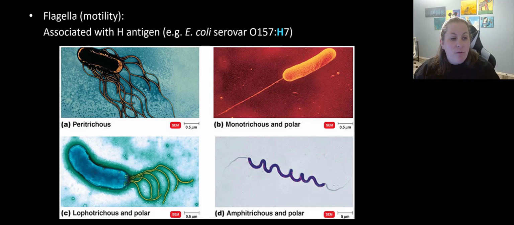The lophotrichosis is going to be where it's on one side, okay, it's polar, it's on one side, but there's more than one flagella. So there's a lot of flagella, but they're all on one end. And then the last one is the amphitrichosis, and these are also polar, but they're on both sides. The flagella actually runs through the whole part of the cell. And I'm going to show you a closer picture of this in just a minute.